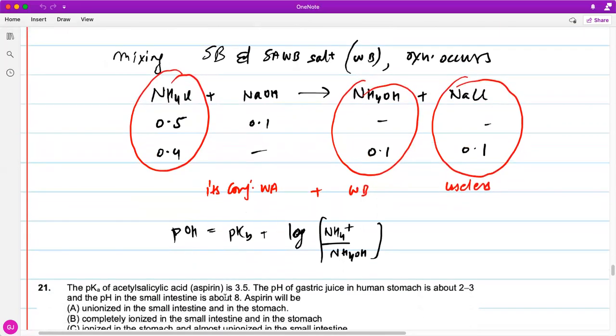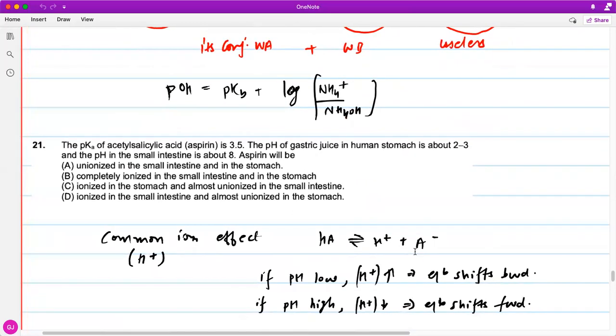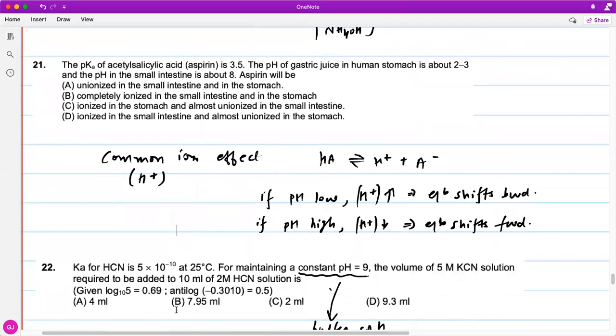The 21st question is again a straightforward question which talks about salicylic acid and how it is going to behave in the stomach versus how it is going to behave in the intestine. Now you can see that the stomach is more acidic than the pKa value corresponding to this salicylic acid. So this gives you a hint that inside the stomach, because of the common ion effect, H plus concentration will be more and the equilibrium of the acid will be shifted backward, and as a result there will be less ionization. But in the intestine, where the pH has become basic, this equilibrium will have H plus concentration lower, and as a consequence will shift in the forward direction, right? More of this aspirin acid will get ionized.